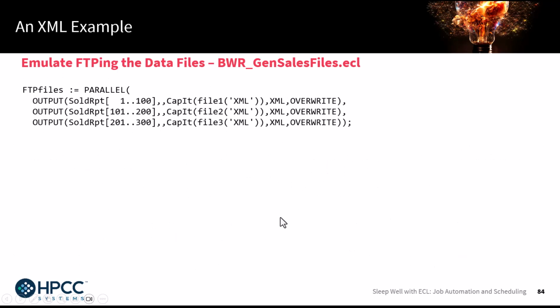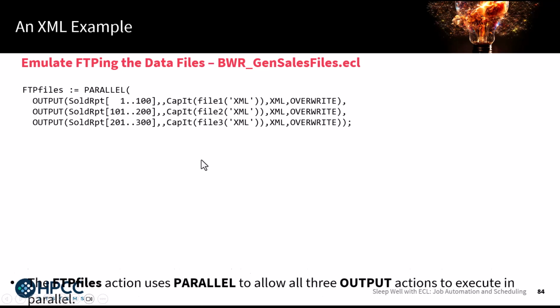All right, and then here is the magic. Inside of this parallel operation FTP files, which we're not really FTPing, but we're saying if you were FTPing, this is how it would work. We're just outputting 3 files to the landing zone, splitting it into the individual 100 stores. So we have the first 100 records on the first day, the second 100, and then the third 100 on the third day.